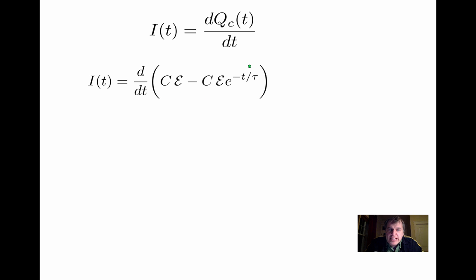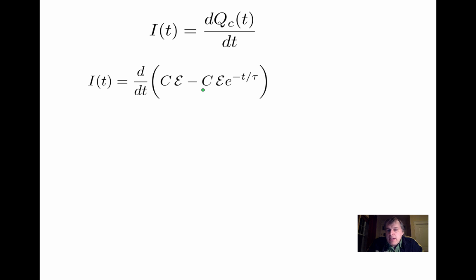And here in parentheses, you have QC as a function of time. I just rewrote it in a slightly different form. Before it was written as CE times, in parentheses, 1 minus the exponential. But here I just distributed the CE. So this is QC as a function of time. The first term is a constant, so it doesn't change in time. So the derivative with respect to time of that will give us 0.